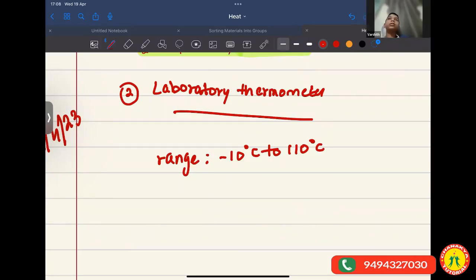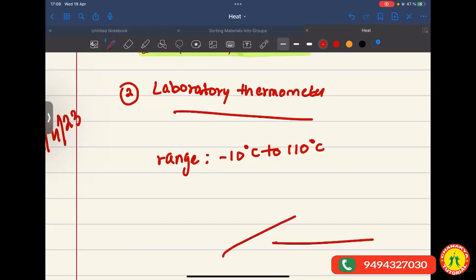Ma'am, because the reading gets changed. Yeah, because your hand's temperature might change the readings of the temperature. Very good. So apart from these general precautions, you have other precautions. That is, it should be kept upright. It should be straight. You should not keep it tilted like this or like this. You should keep it straight.